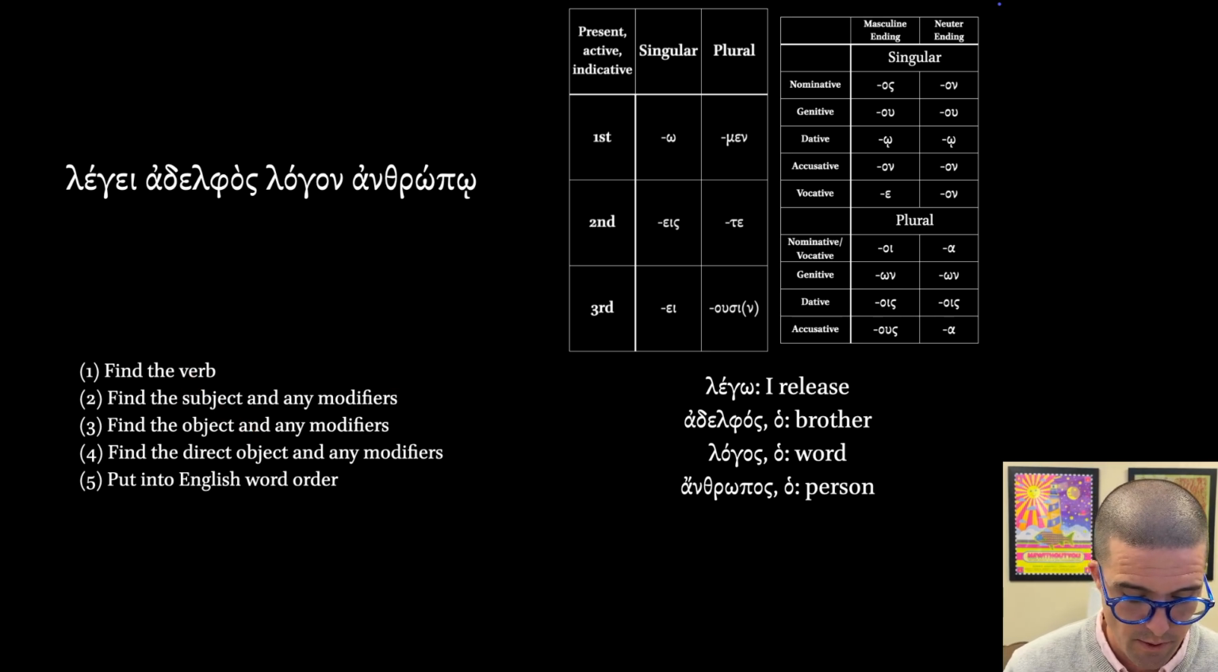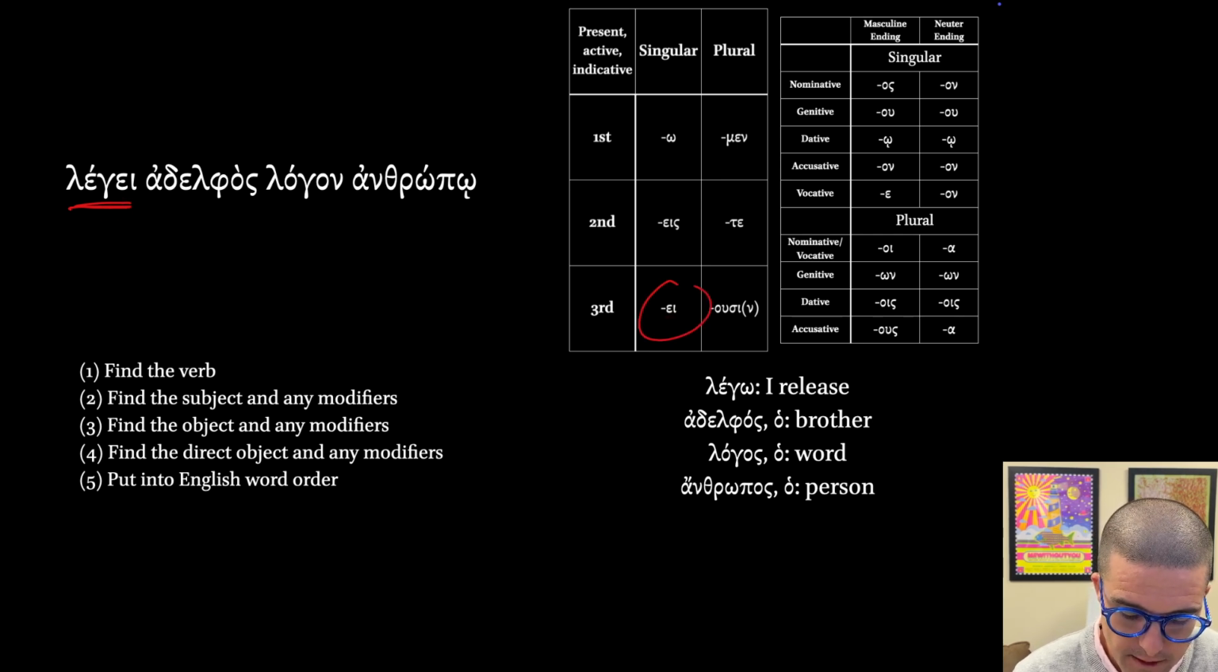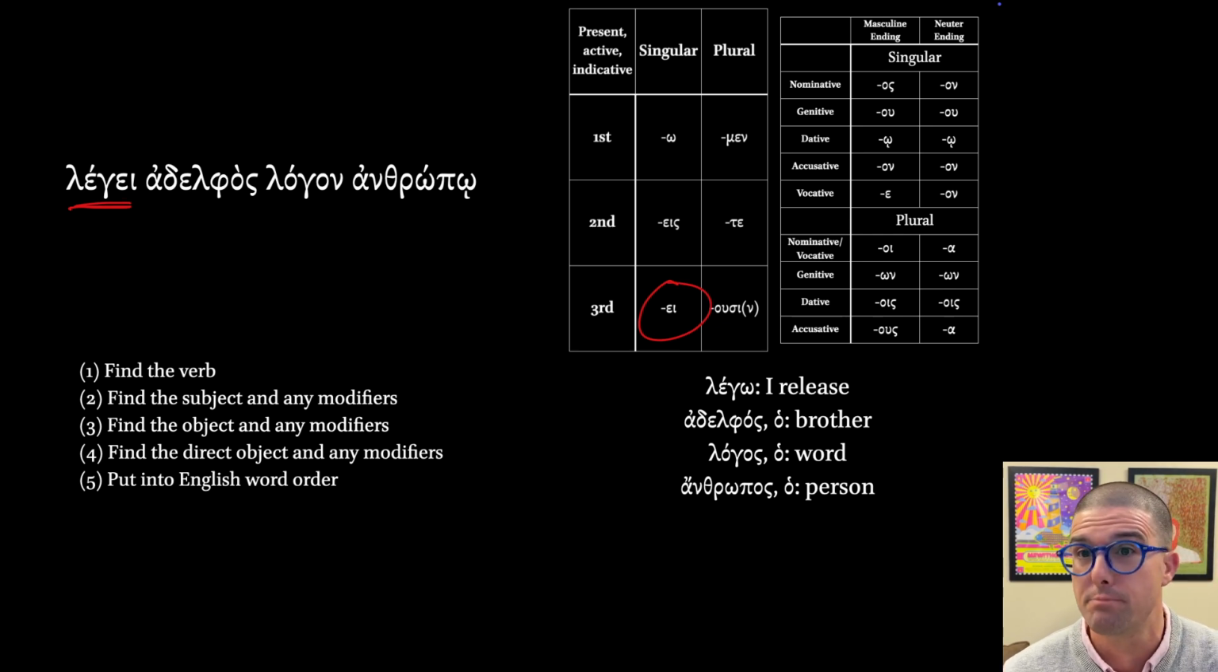All right, so the first thing we want to do is find our sentence. Find our verb in the sentence, which is lege, from Lego. This A right here is from the third person singular of the present active indicative. So if we were parsing this verb, it would be present active indicative, third person singular. So we know it's a he, a she, an it, or a they, singular they, doing the action of this verb, which is speak. So speaks, he, she, it, they, speaks.